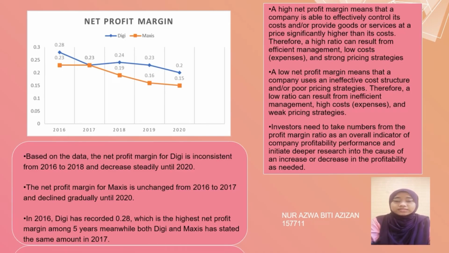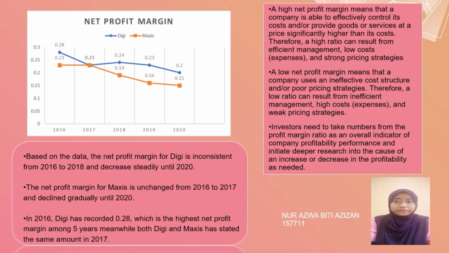Based on the data, the net profit margin for DG is inconsistent from 2016 to 2018 and decreased steadily until 2020. The net profit margin for Maxis is unchanged from 2016 to 2017 and declined gradually until 2020. In 2016, DG recorded 0.28, which is the highest net profit margin among the 5 years. Meanwhile, both DG and Maxis stated the same amount in 2017, which is 0.23.